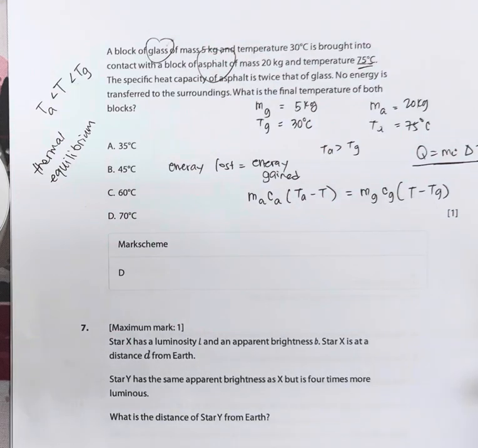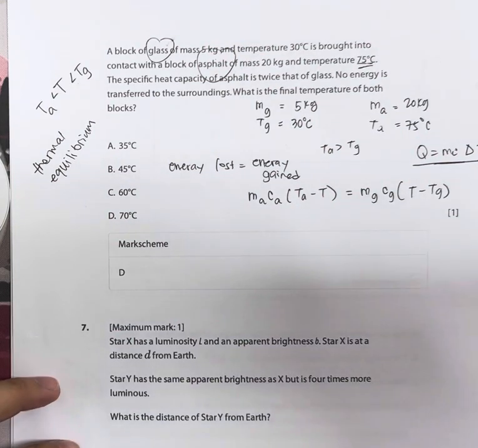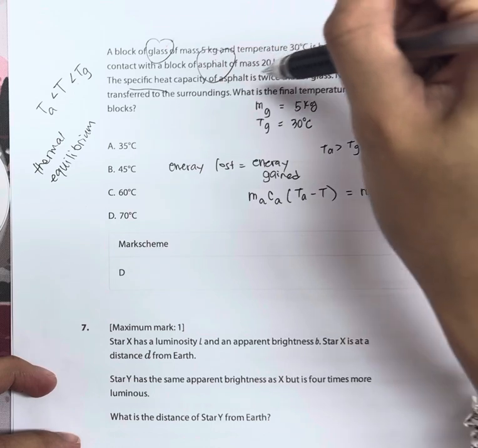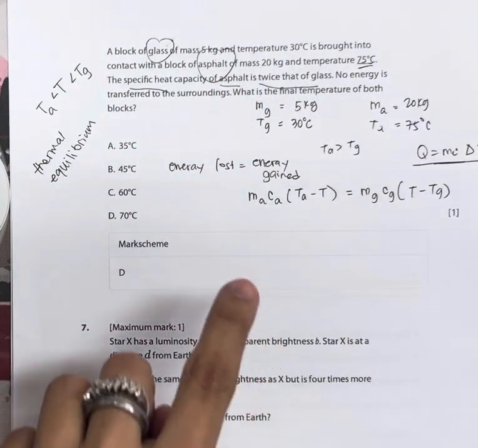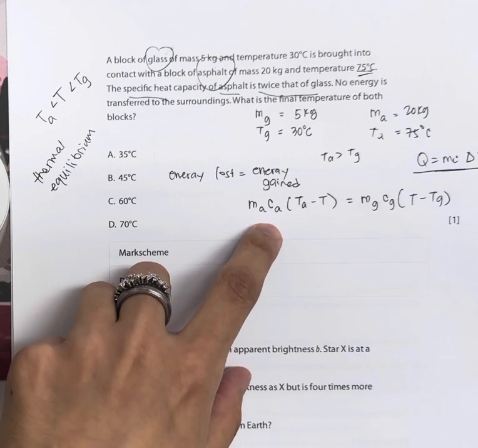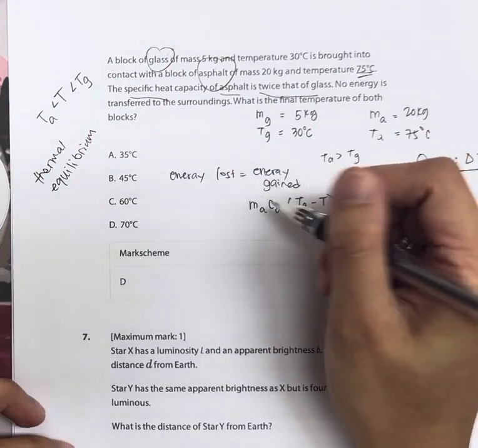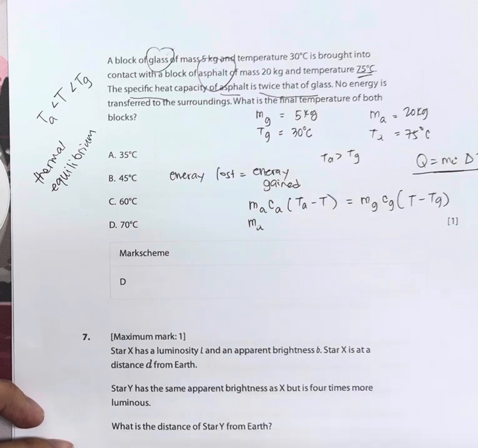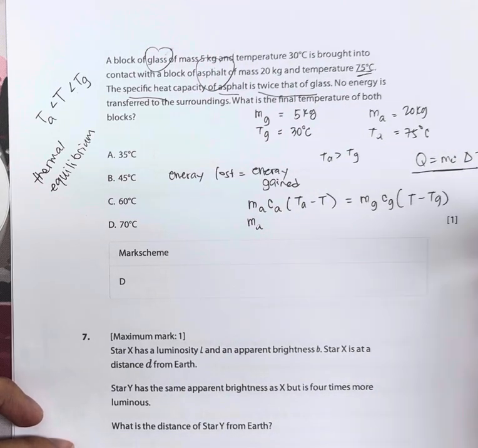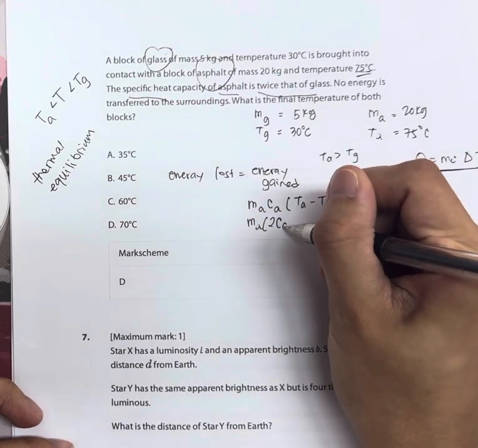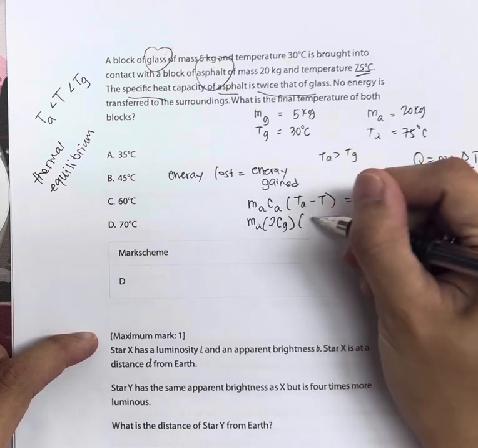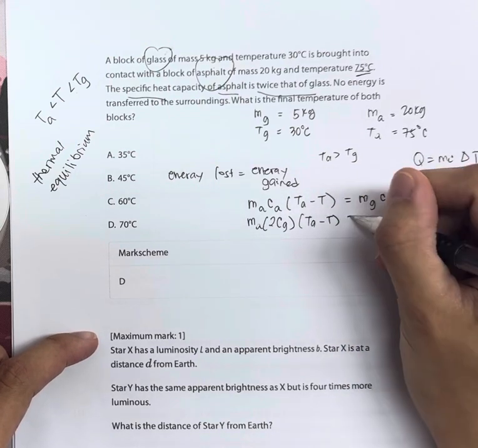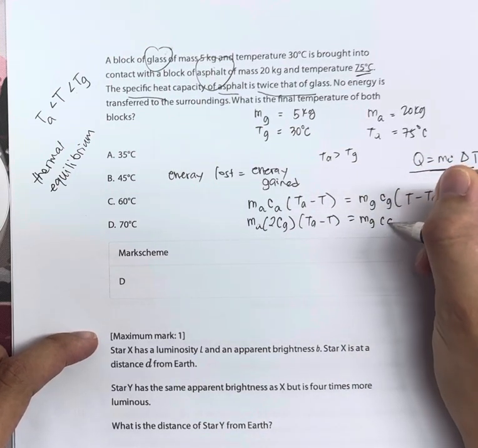Now, we're not yet quite finished. We need to take note that the question is telling us that our specific heat capacity of asphalt is twice that of glass. Meaning, instead of writing specific heat capacity for asphalt, I can rewrite that in terms of that of glass. It's twice that of glass, so this is going to be 2Cg. I'm doing that so that I can simplify my problem. And everything else can be practically the same at this point.